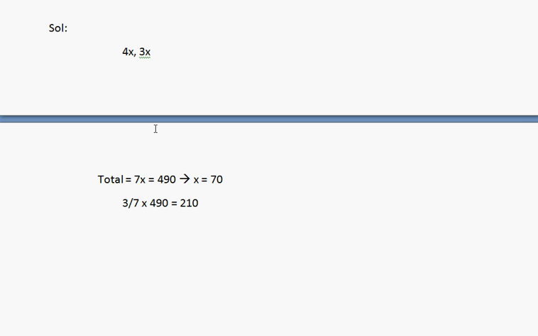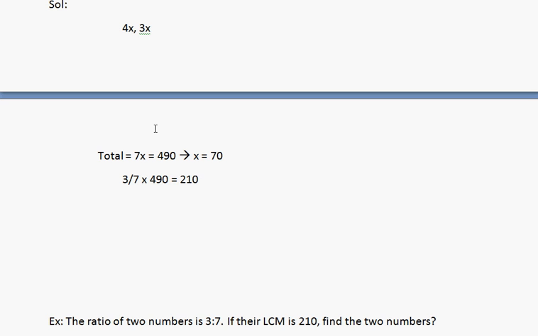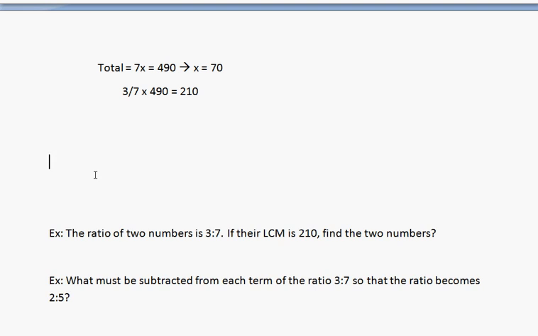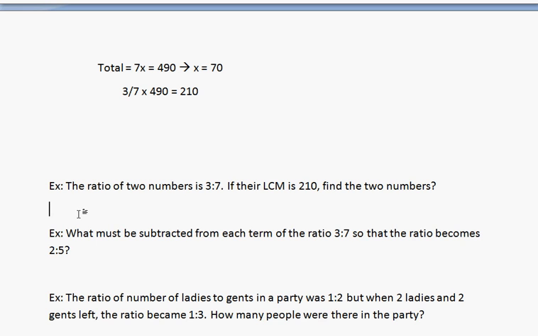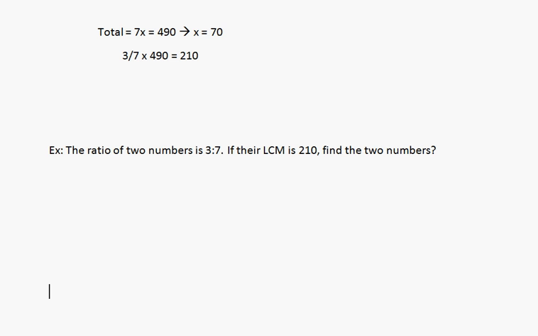We can solve it using linear equations, so use any method which is convenient to you. Let's go to question 2, which says the ratio of two numbers is 3:7. If their LCM is 210, find the two numbers. This is a probable question because it is using our concept of LCM as well as ratios. Just 1 or 2 minutes, try and solve it yourself.